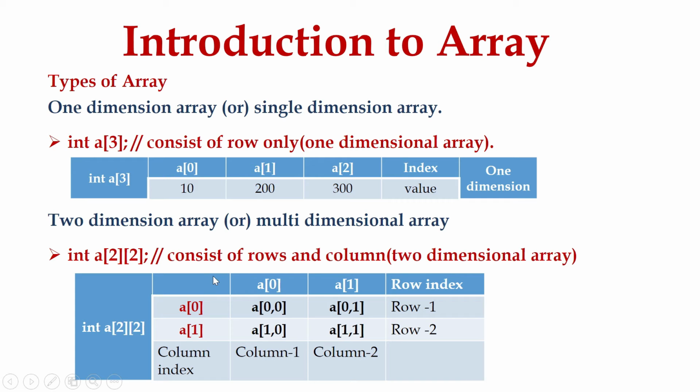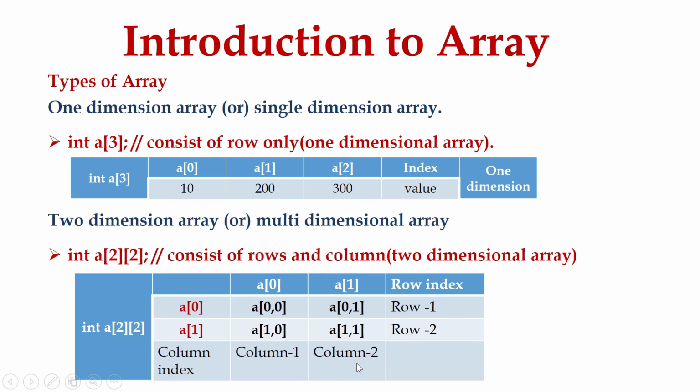So a of 0, a of 1 is a row index, and a of 0 and a of 1 is a column index. Since array index always starts with 0, 0, 1 means two values it can hold. If I want to refer to this location, a of 0, comma 0. This location, a of 0, comma 1. This location, a of 1, comma 0. This location, a of 1, comma 1. So this is called row 1 and this is called row 2. And this is called column 1 and this is called column 2.